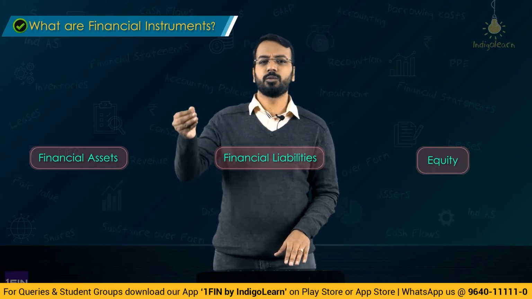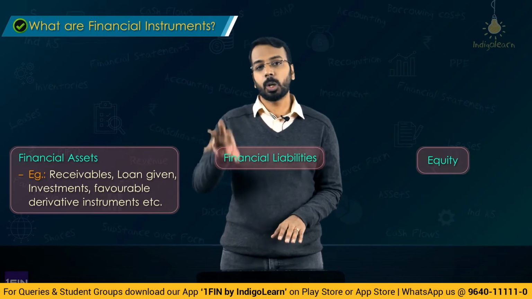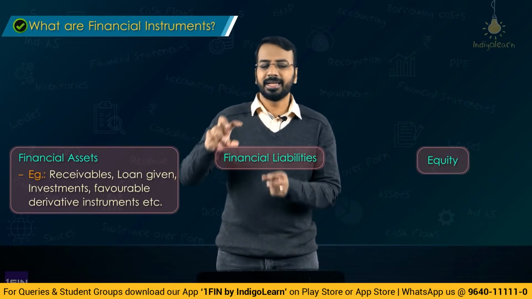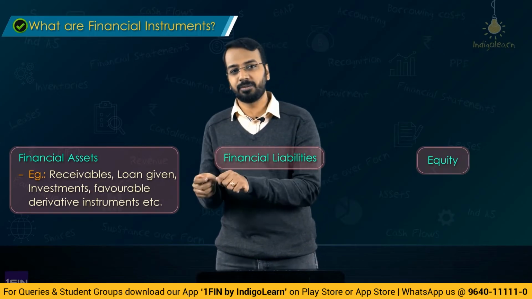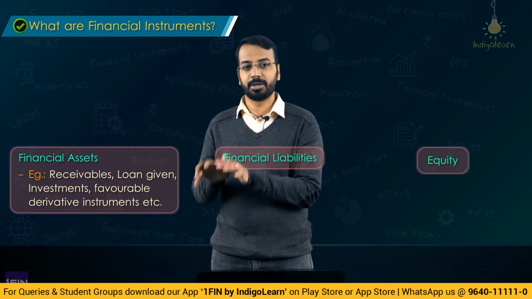In the entire discussion we had so far, what you need to understand is what are financial instruments, right? Then what are financial assets, what are financial liabilities, and what is equity. Normally, financial assets are what? Like your trade receivables, loans given, investments made, all of those are financial assets, and also derivative instruments which are favorable. Then there was something about settlement in own equity and the fixed-to-fixed test and all of that. That also you need to remember, right?